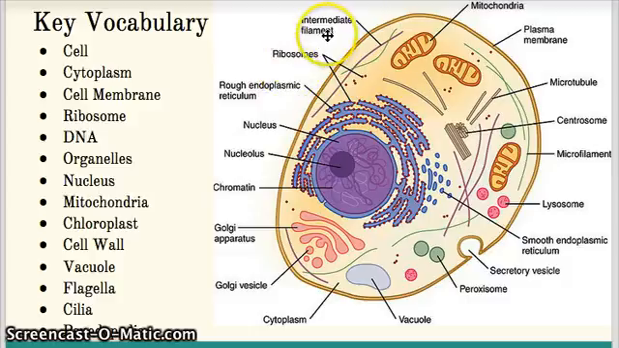If you look at this diagram, there's things like the rough endoplasmic reticulum, the Golgi apparatus, the vesicle, peroxisomes, lysosomes, microfilament. There's a lot of stuff that is not on this list. This is the key list that you're going to need to know. So what I'm going to do is go through each of them and describe them, and then you need to fill out your table as we go through this.